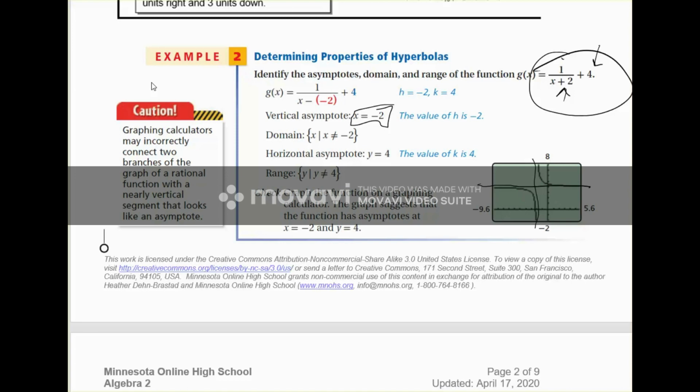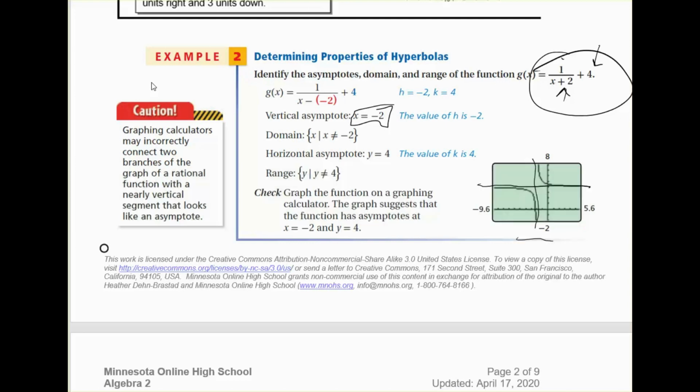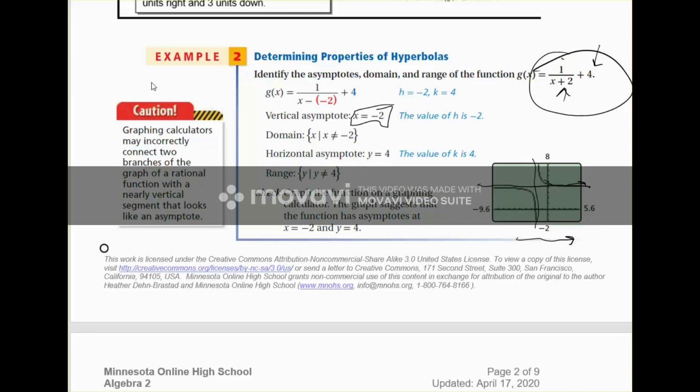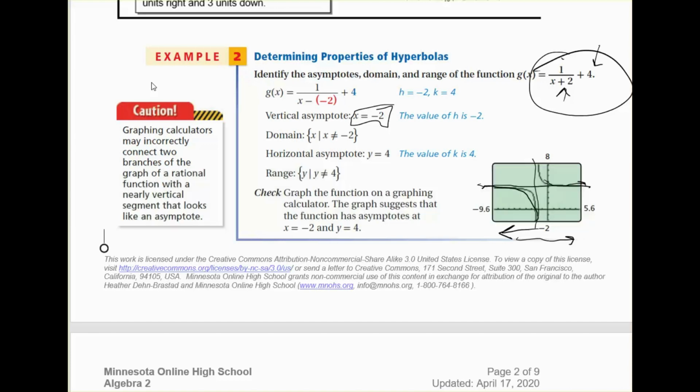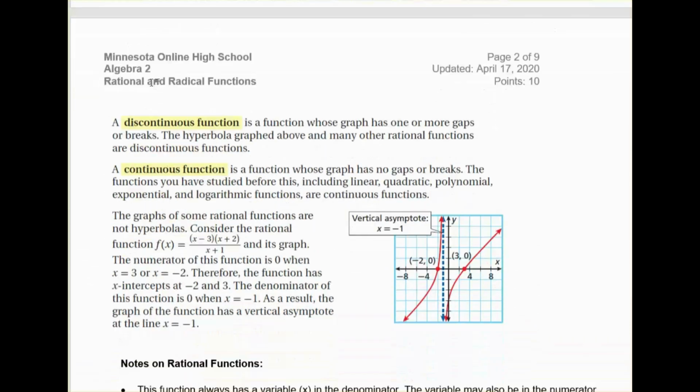The end behavior can also be found from the graph. As x approaches infinity, so as x gets bigger and bigger, we can see that the graph, or y, is approaching the horizontal asymptote, 4. And as x gets more and more negative, we can see that the graph is going to approach that horizontal asymptote from the other side as well. So it's approaching 4 from that side too. They won't approach infinity or negative infinity in most cases.